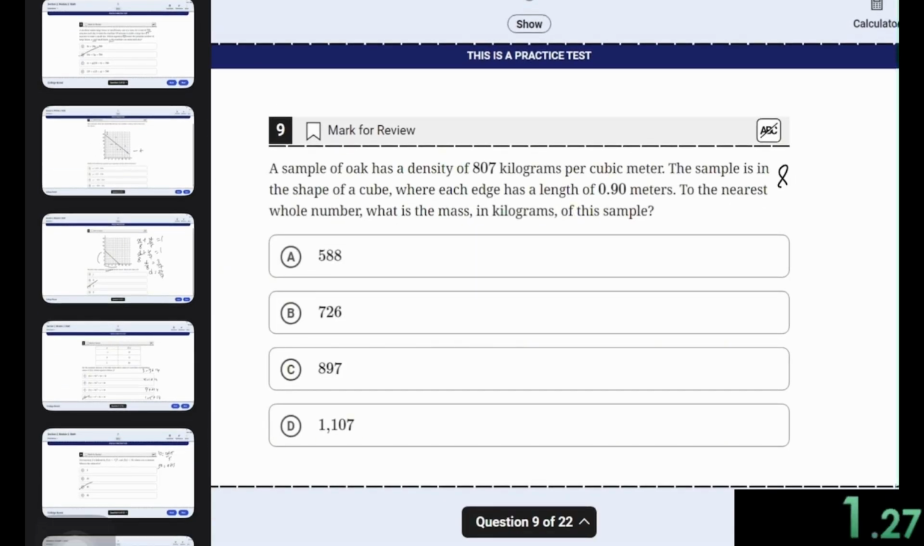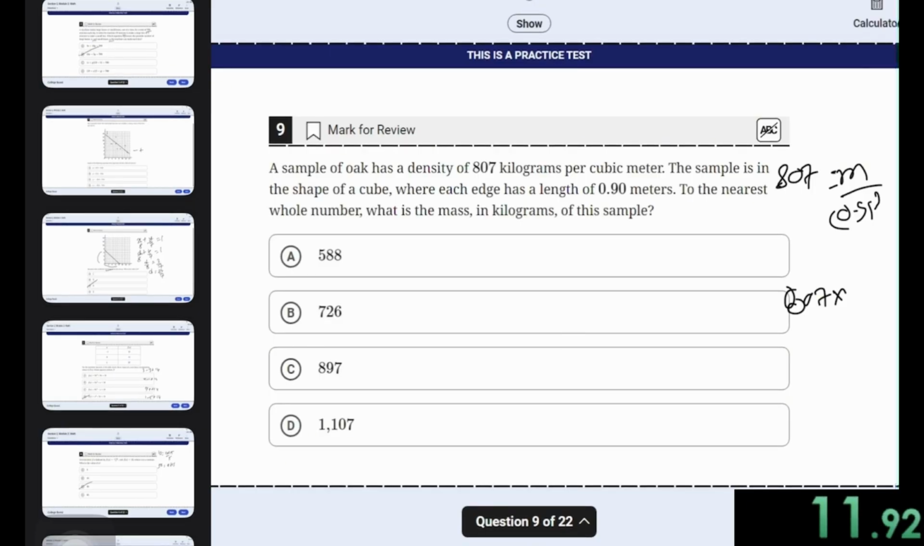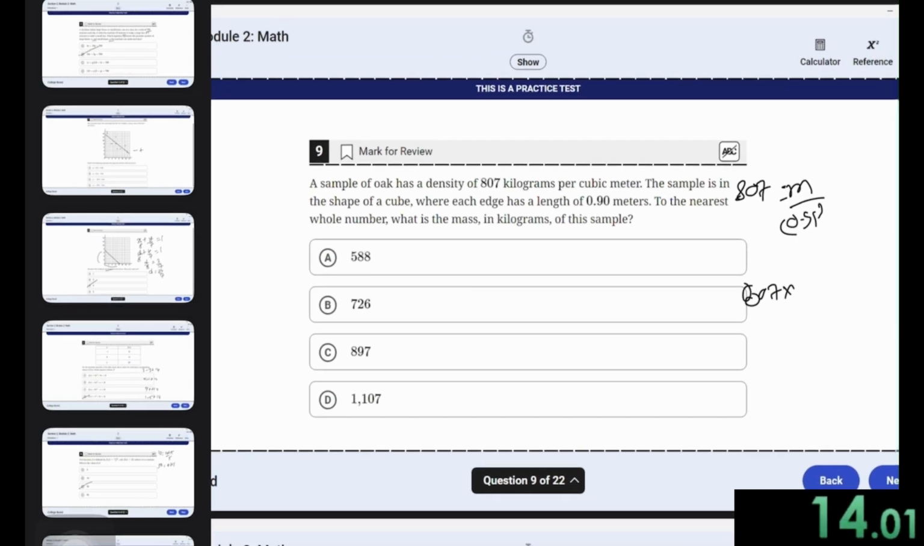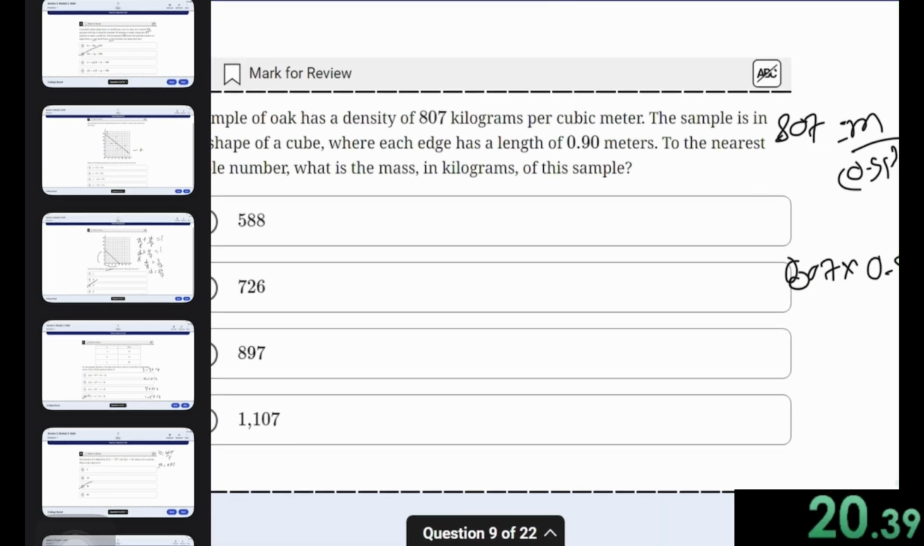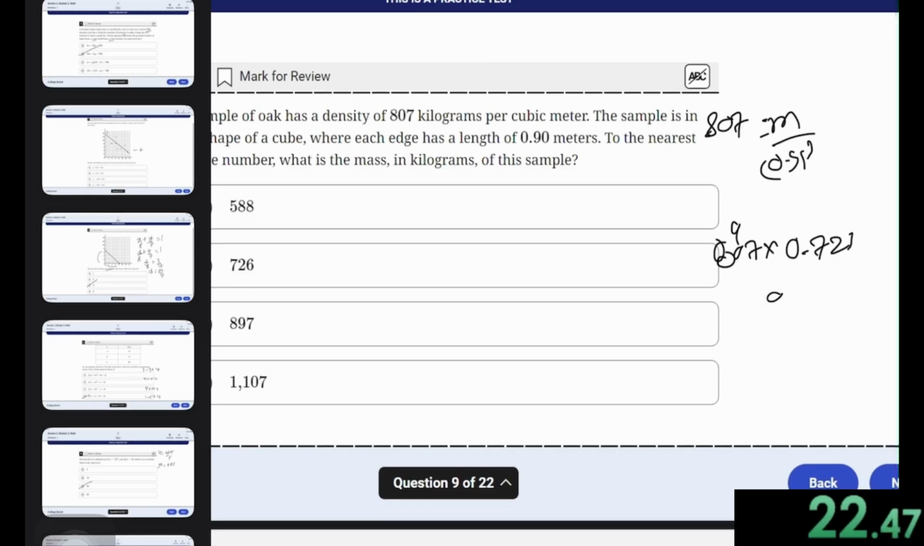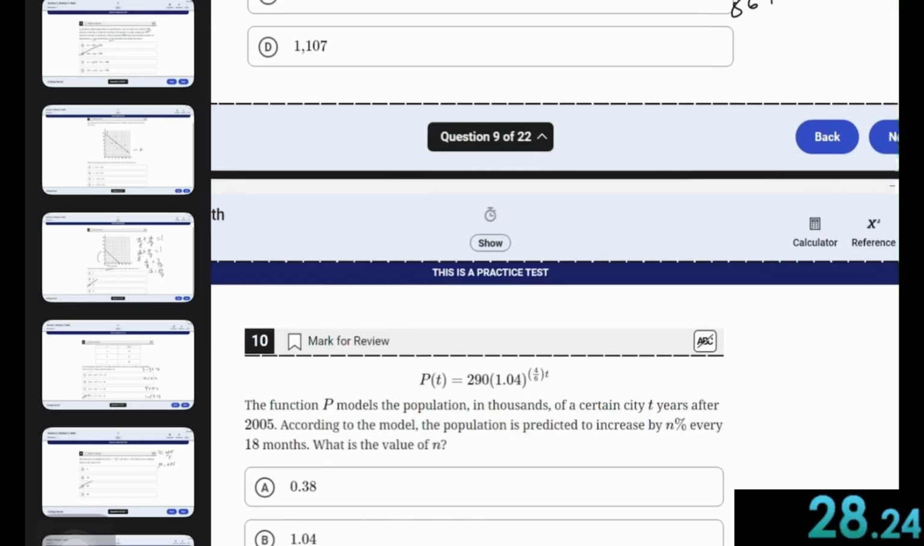Density is equal to mass upon volume. So 807 is equal to mass upon volume. So 807 multiplied by 0.9 cube, which is like 0.981 multiplied by 9. 9 ones are 9, 8 2s are 72. So 0.729. So 0.7, 7 sevens are 49. 8 sevens are 56. This is like 560, around 564. So A.